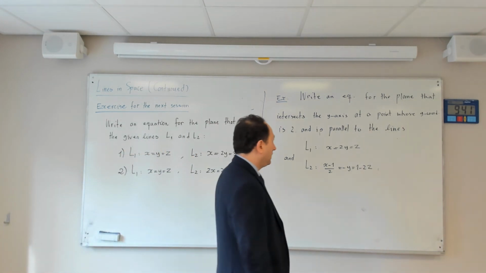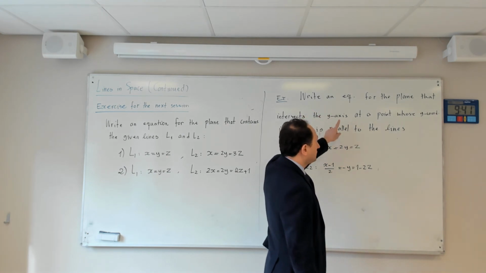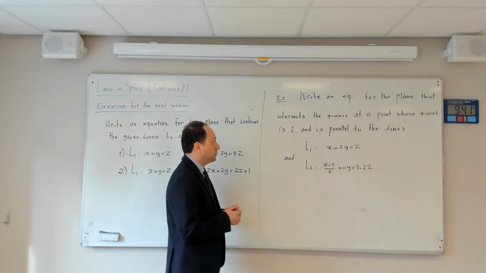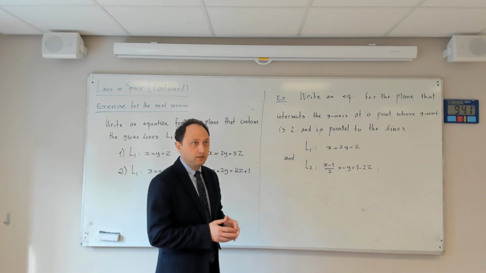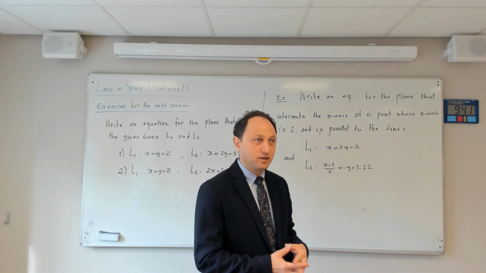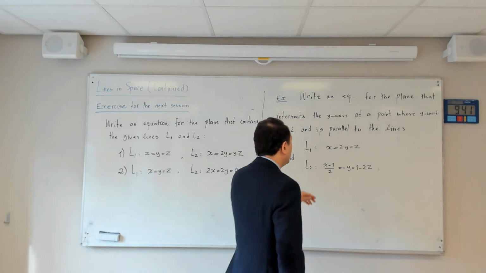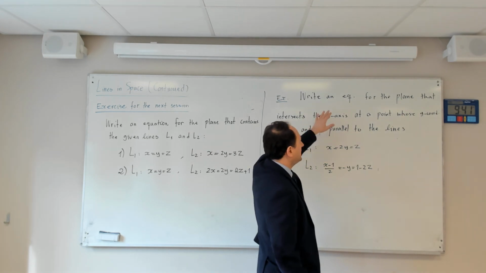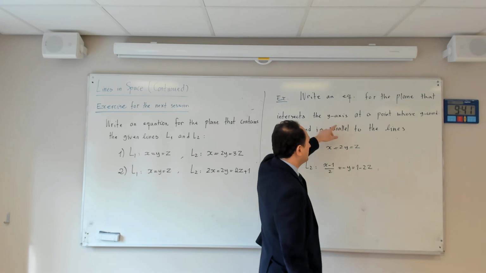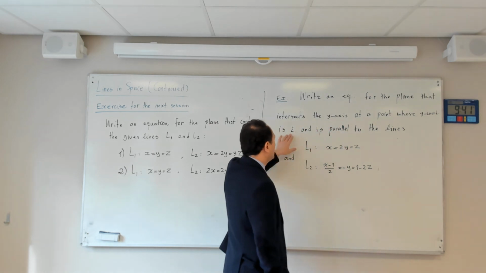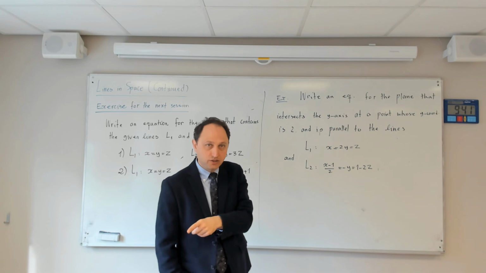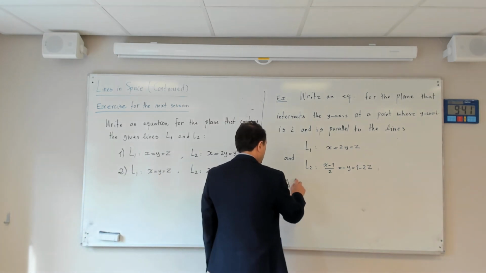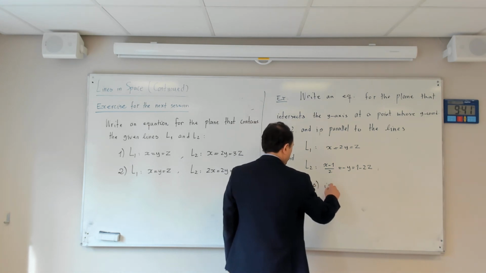Because I want to write an equation for the plane. Do you remember? For writing an equation for the plane, you need two pieces of information. You need a point on the plane, and you need a vector that you can convince yourself is perpendicular to your plane. And a point is more or less given, because when they say that the plane is supposed to intersect the y-axis at the point whose y-coordinate is 2, it means that the point 0, 2, 0 lies on the plane. So that is good. A, 0, 2, 0 is on the plane.